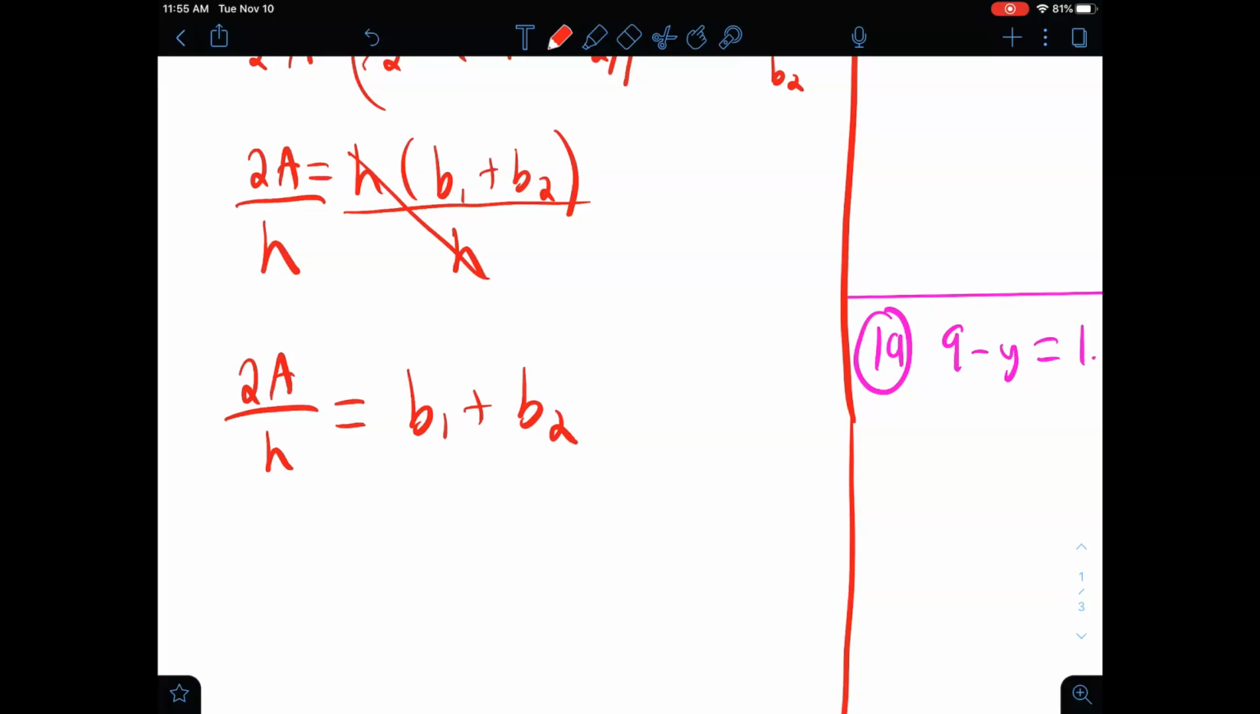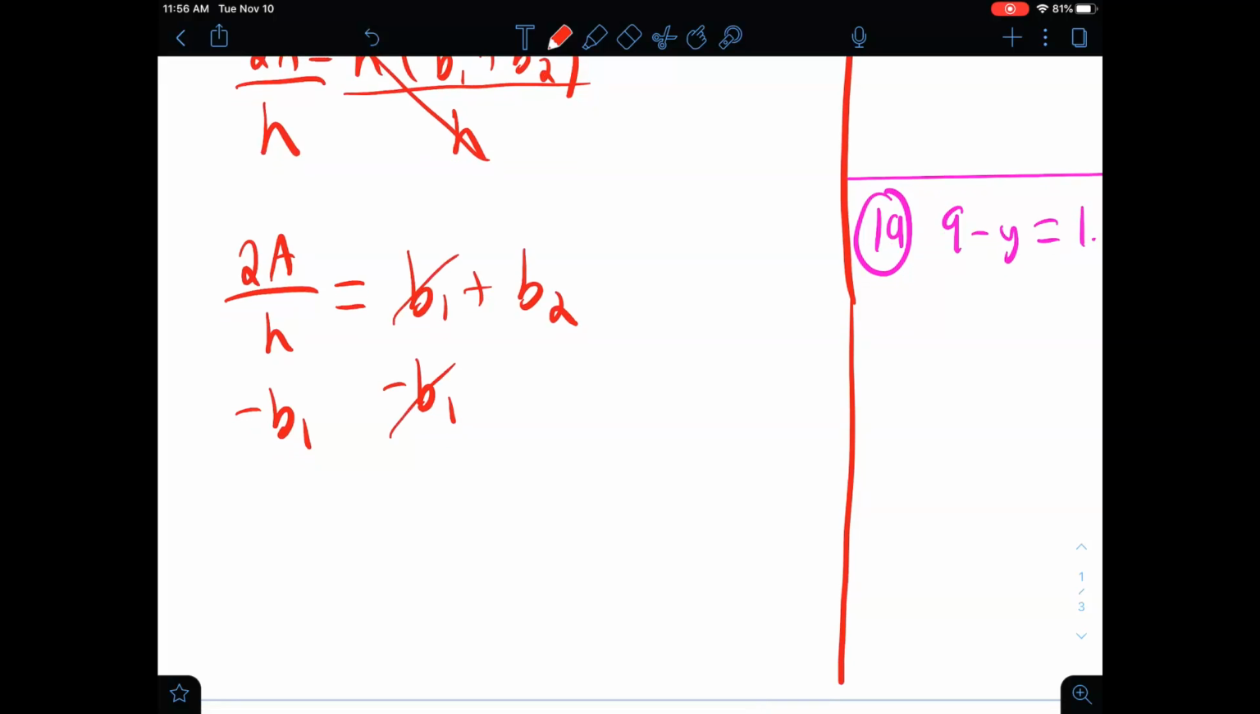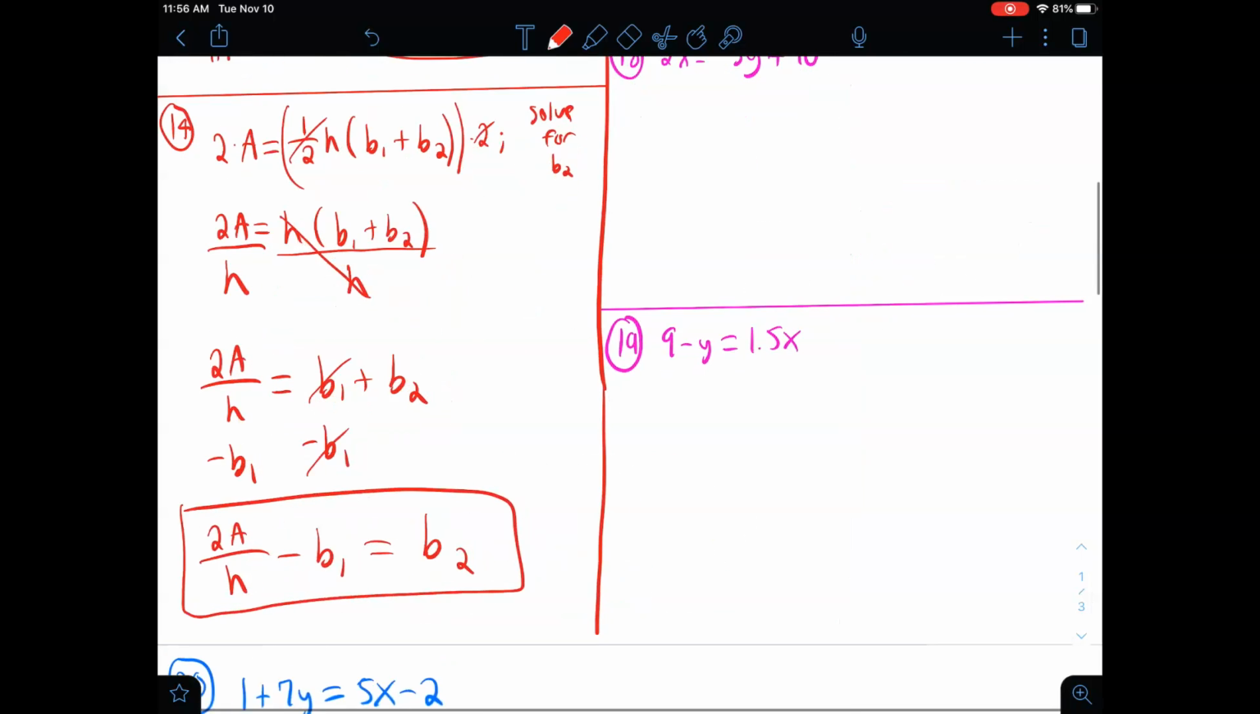And now how do I get rid of that base 1? Well, if I had 7 equals 2 plus base 2, how would I get base 2 by itself? I would subtract 2, right? Well, we're going to do the same thing here. So we're going to subtract base 1 from both sides, even though it's kind of weird, because it's being added to that side over there. So we're going to get 2A over H minus base 1 equals base 2, and that's our final answer. All right? So same kind of steps to solving, but it's just kind of weird because things are not going to combine very nicely at the end.